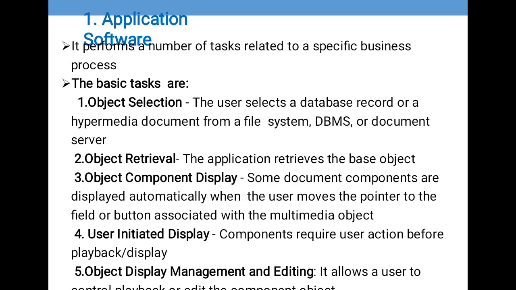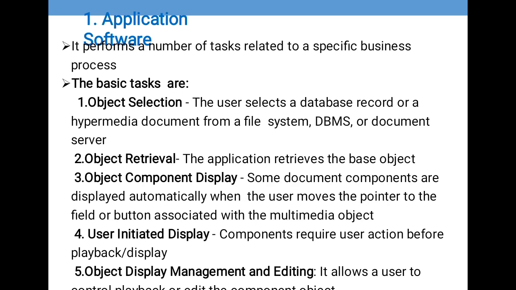It has basic tasks such as object selection, retrieval, component display, user initiated display, and object display management and editing. Object selection is nothing but users selecting a database record or a hypermedia document from a file system, that is DBMS, database management system, or from a document server.